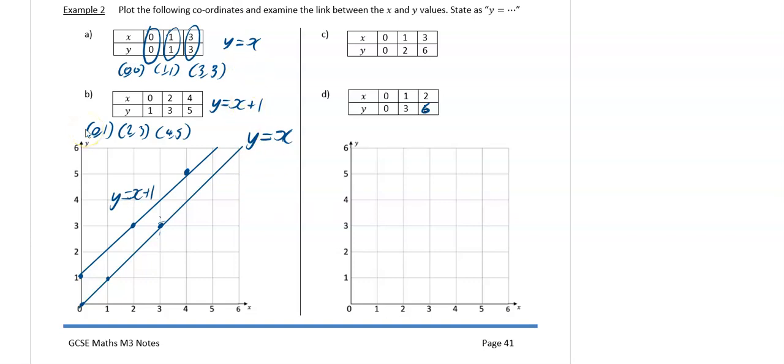So in this example, in example C, you've got 3 coordinates. You've got the origin, 0, 0. You've got 1, 2. And you've got 3, 6. So let's have a look at what's happening.